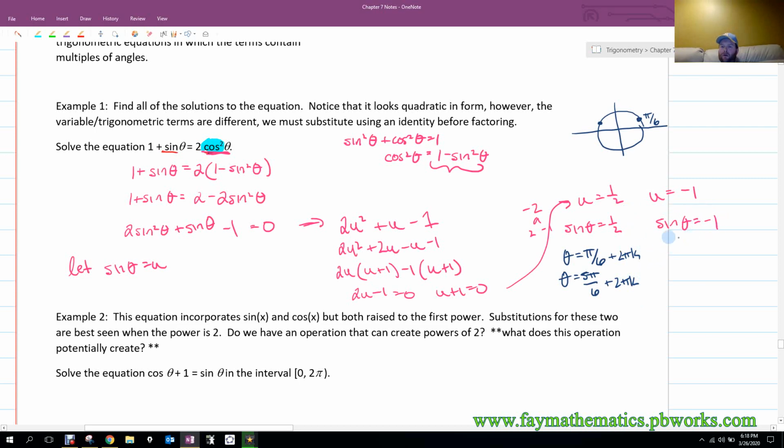Okay. Here we want to know when sine of theta is equal to -1. Well, there's only one place that sine of theta is equal to -1, and it's right there. Theta equals 3 pi over 2. So I'm going to look at this graphically real quick.